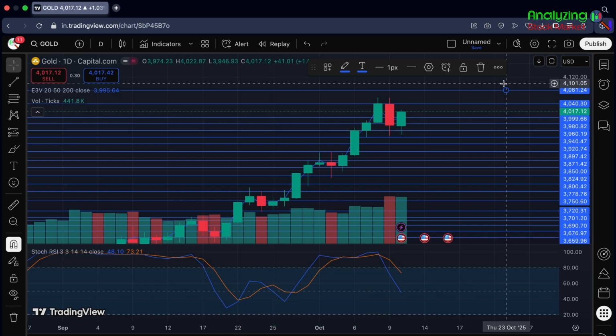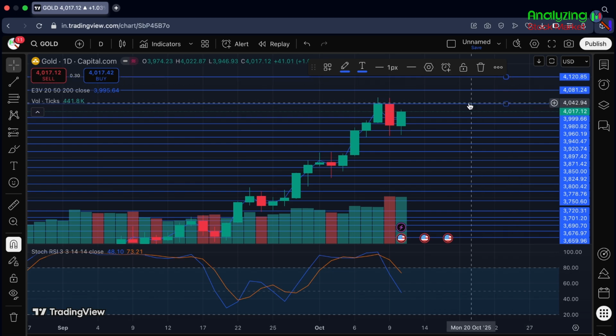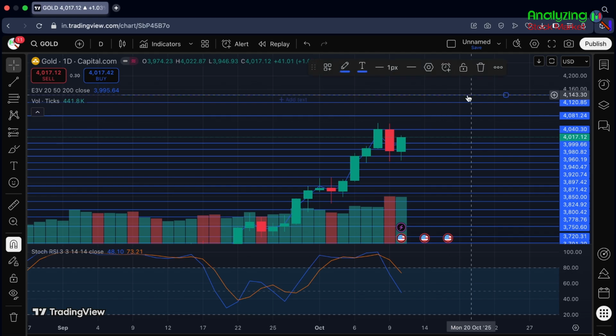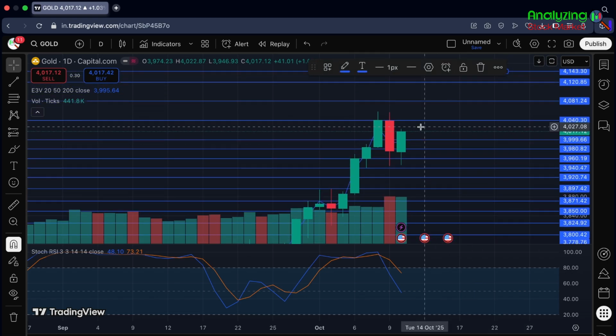I have marked some important support and resistance zones during our previous week analysis. So we already have some important data which will help us to take better stop loss and target levels. Currently I have completed my analysis and the marking. So let's now talk about important support zones and resistance zones on a one-day chart.